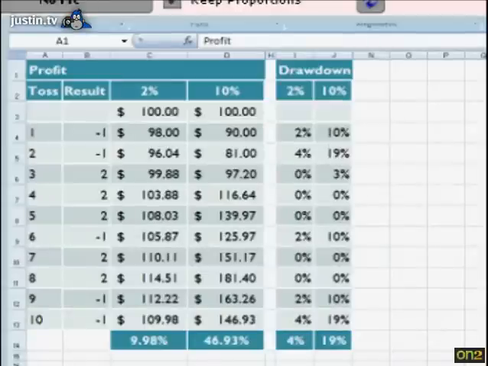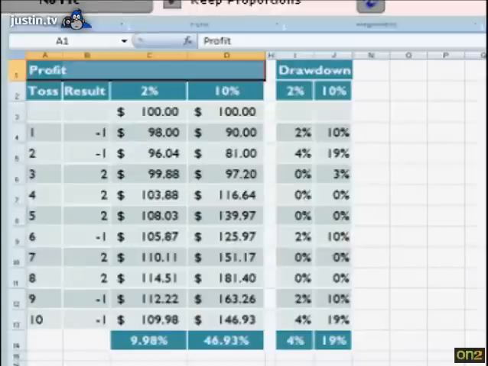And in the end, assuming, and this is a basic assumption, that we do exactly get our 50-50 win-loss ratio, which we would over the long term with a coin toss, but we'll assume for the sake of argument that we have 10 tosses and we get a 50-50 result, we end up with a 9.98% profit on our $100. If we throw 10%, for example, then our profit goes up to 46.93%. And I'll just unhide some extra columns here just to show what happens with various other levels.